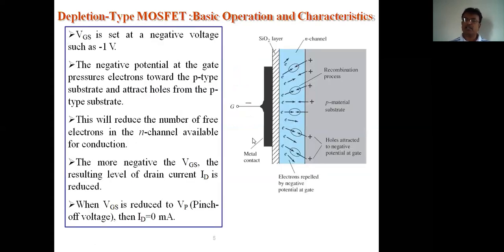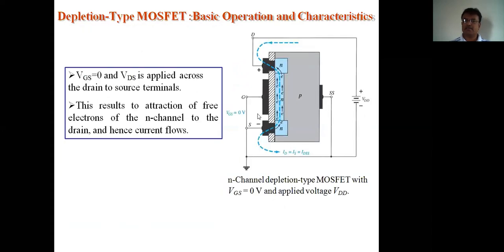If you apply positive voltage here, positive at the drain and negative at the source, this is the N channel with more and more electrons. Drain is positive, source is negative. I go to the previous diagram. Here, drain is positive, source is negative.